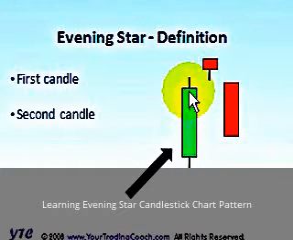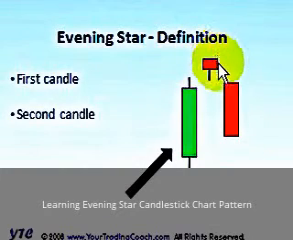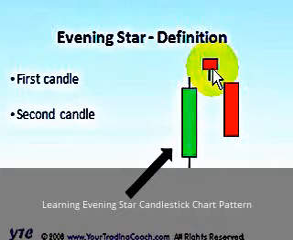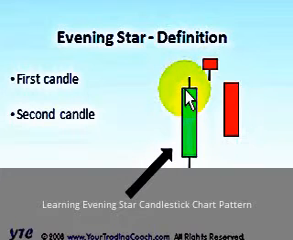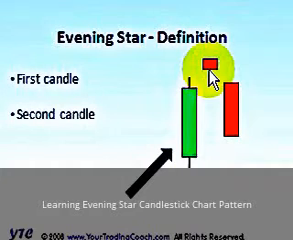Second candle ideally gaps up at the open, although that may not be relevant for some time frames or markets, as we've discovered with previous patterns. The second candle will be a small real body in comparison to the previous candle here, and maybe either colour, red or green. This second candle is the star referred to in the name, evening star.